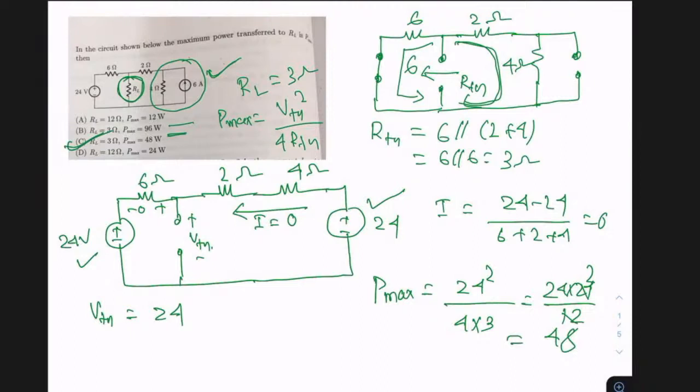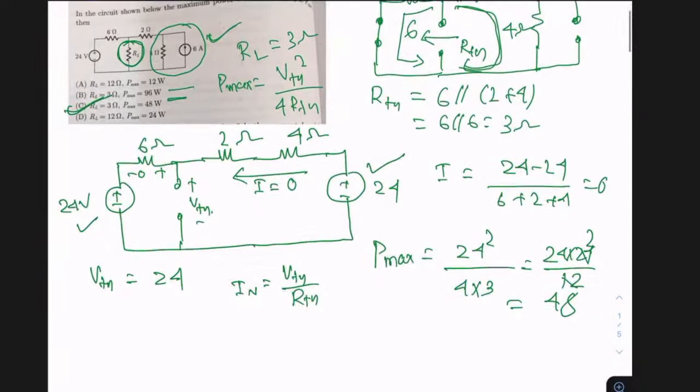Okay? This is what the analysis is. Hopefully all of you are getting the same answer. But suppose somebody is asking you to tell what is the Norton current in this case by taking the same RL as the load, then you can calculate IN independently. Otherwise, you can make use of the formula IN equals VTH by RTH.